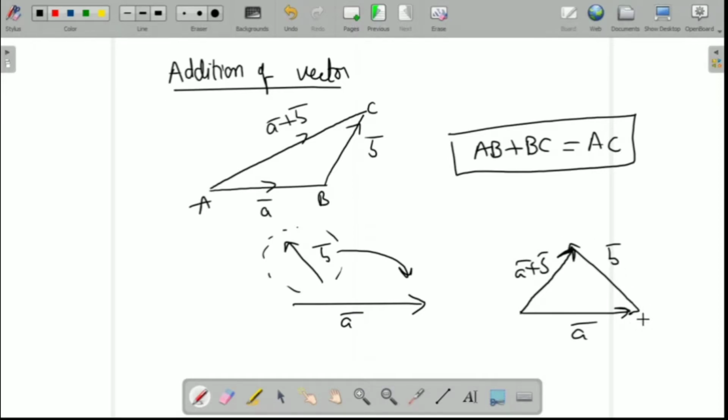So if I consider the negative of this, opposite in direction, minus b vector, then this resultant is a bar minus b bar. Okay, a bar minus b bar is the resultant.